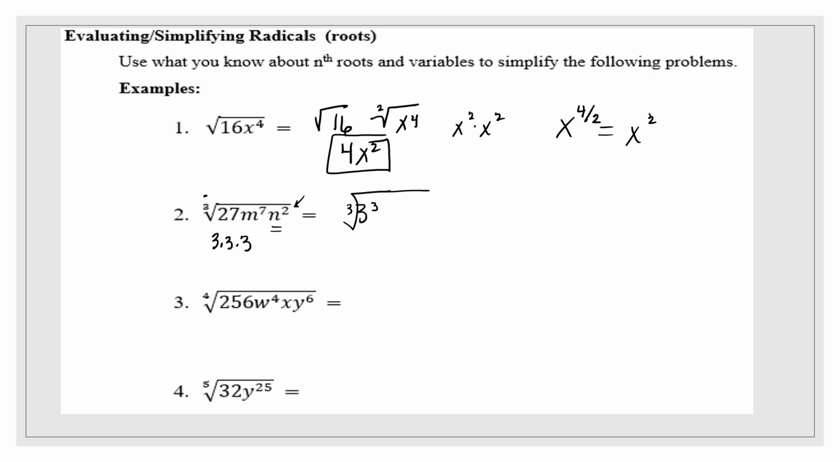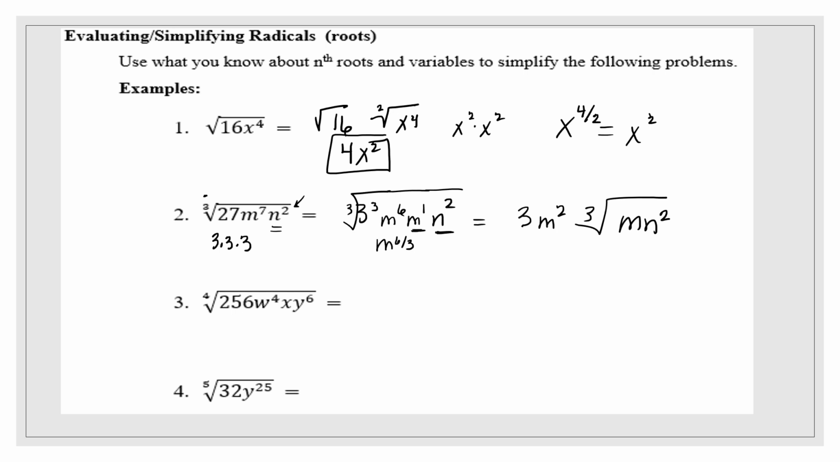Then I can write m to the 7th as m to the 6th and m to the 1st, because 6 is divisible by 3. The n squared I leave the same. The cubed root of 3 cubed is 3. The cubed root of m to the 6th would be m to the 6 thirds, gives me m squared. This lonely little m stays under the radical, and the n squared does as well because it does not simplify. So this would be 3m squared multiplied by the cubed root of m n squared.